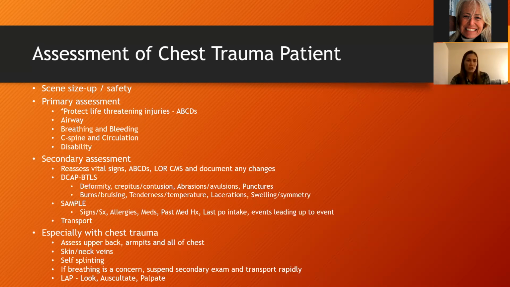You move into your secondary assessment after you've taken care of that part. Reassess vital signs, continue to focus on the ABCDs as you go. Look at the level of responsiveness, your CMS, and document any changes. Go through your DCAP BTLS, so you're looking and feeling for any deformities, crepitus and contusion, abrasions or avulsions, looking for punctures, looking for burns and bruising, any tenderness or temperature changes, lacerations, and swelling and symmetry.